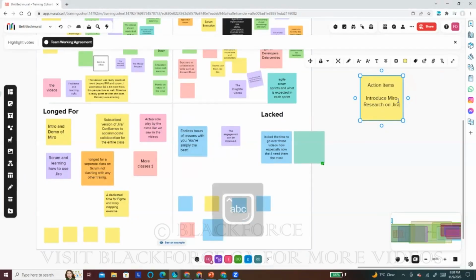So the action item for me is to do research on Jira subscription and discuss with Workforce. Okay. Let's see if it's something that is affordable, right? Okay. Let's see what's next.